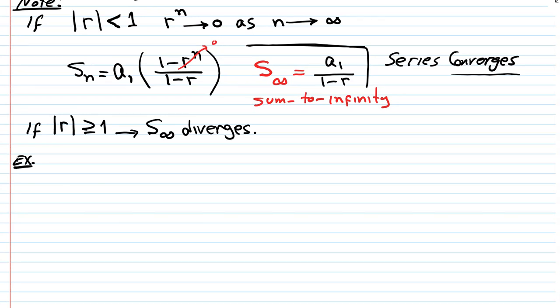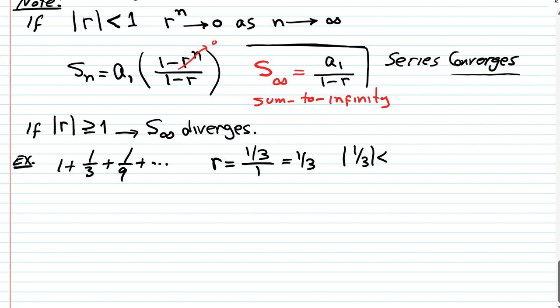For this example, let's say I'm given this series: 1 plus a third plus a ninth and so on. We want to determine whether this series converges or diverges, and if it converges, we will find its sum. So I need to find the common ratio, which is the second term over the first term, 1/3. The absolute value of 1/3 is less than 1. Therefore, the series converges. That's all we need to do. Just find r. It converges.